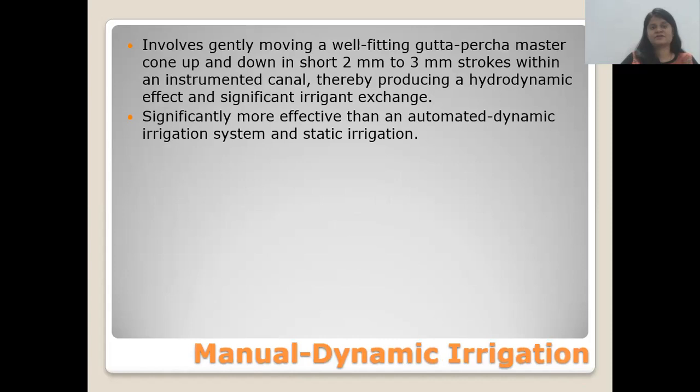Then manual dynamic irrigation involves gently moving a well-fitted gutta-percha master cone up and down in short 2 to 3 mm strokes within the instrumented canal, thereby producing a hydrodynamic effect and significant irrigant exchange. It is significantly more effective than automated dynamic irrigation systems and static irrigation, and provided better cleaning of the root canal.